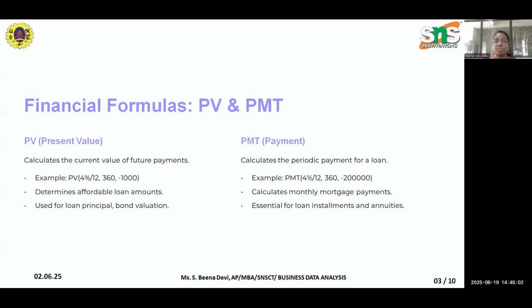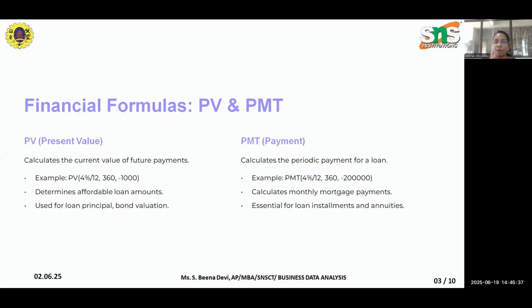PV and PMT. So what is this PV? The PV is the present value. And what is this PMT? The PMT is the payment. The present value will be calculated for the current and future payments. For example, if we are going to take a loan amount of about 5 lakhs or 10 lakhs, that will be the present value for which we are going to calculate the payment, that is the EMI, the monthly installment.